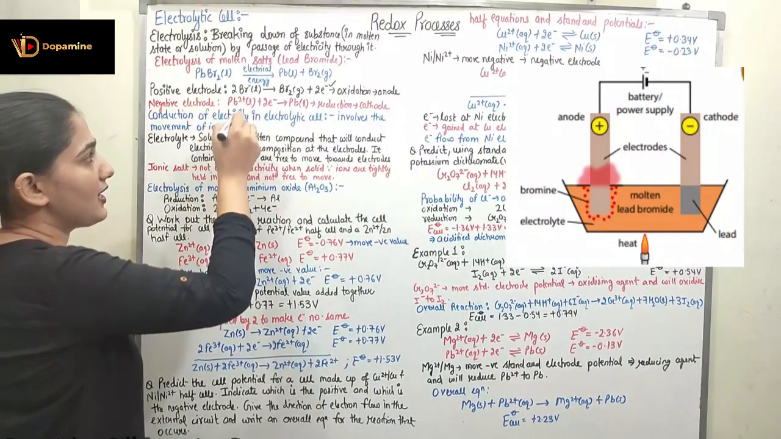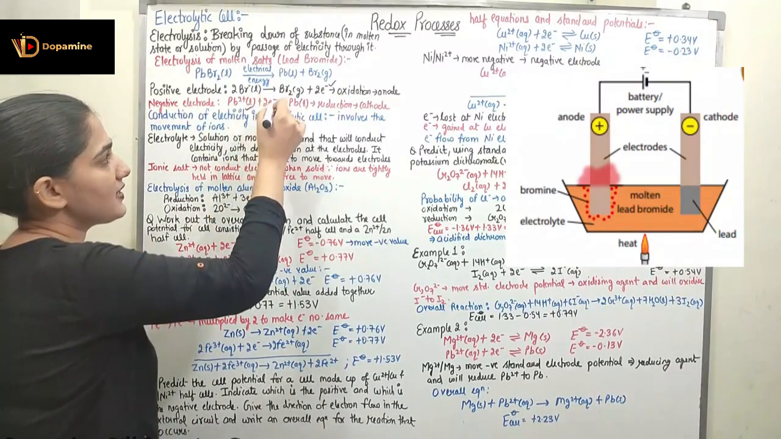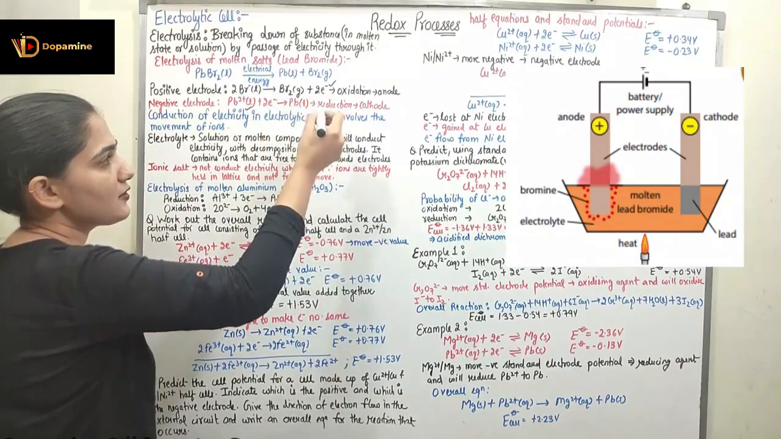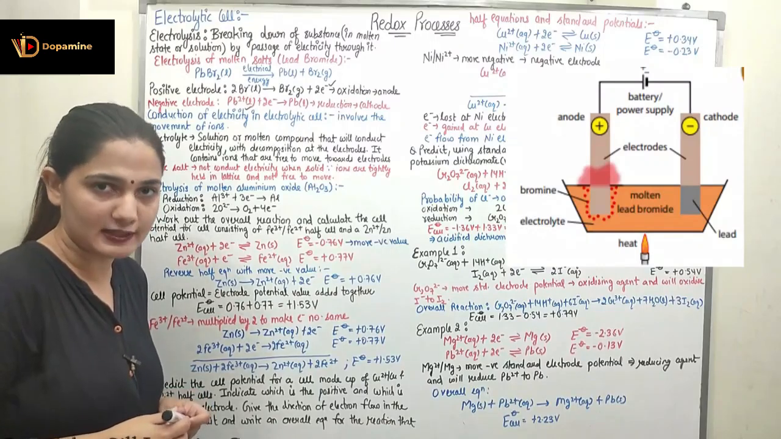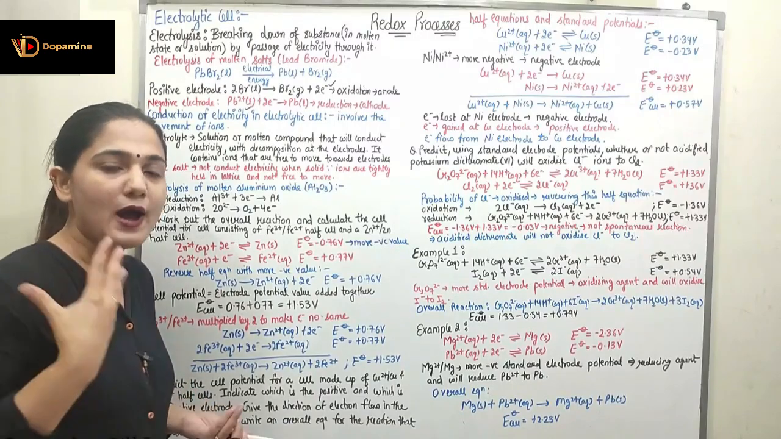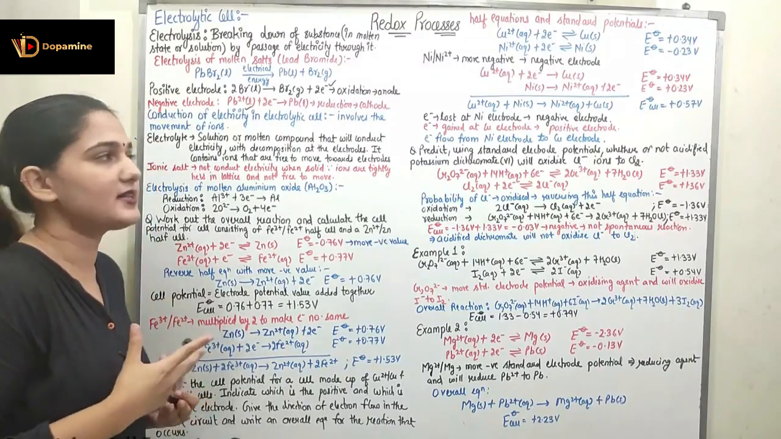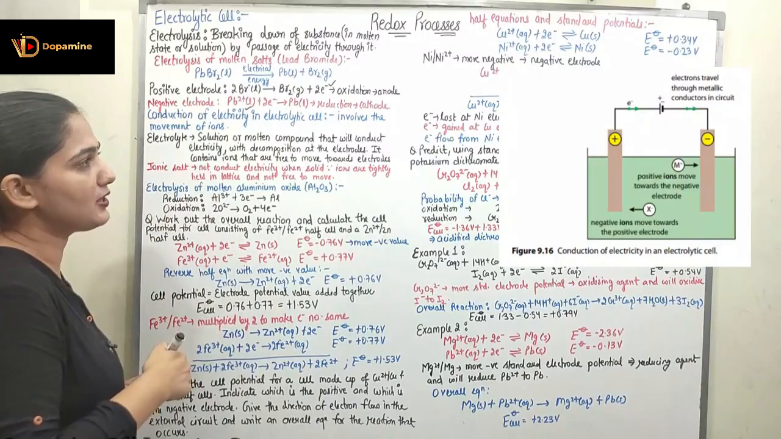Coming to the negative electrode. At the negative electrode, what is happening? The Pb2 positive in liquid state gains 2 electrons to form lead in the liquid state. This process is called reduction, and thus the negative electrode is called the cathode. I hope you understood why I am calling the positive electrode the anode and the negative electrode the cathode.